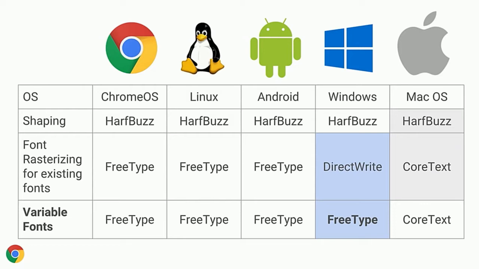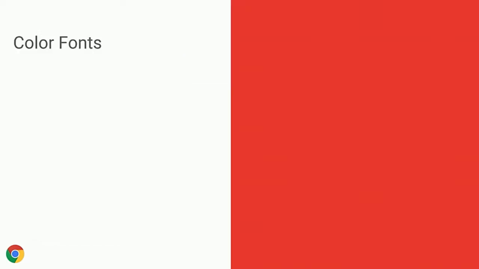And last year at TYPO Labs, I mentioned that this hybrid architecture allows us to do a couple of other tricks, and it's very useful for us to have FreeType on all Chrome platforms so that we can do things such as color fonts.